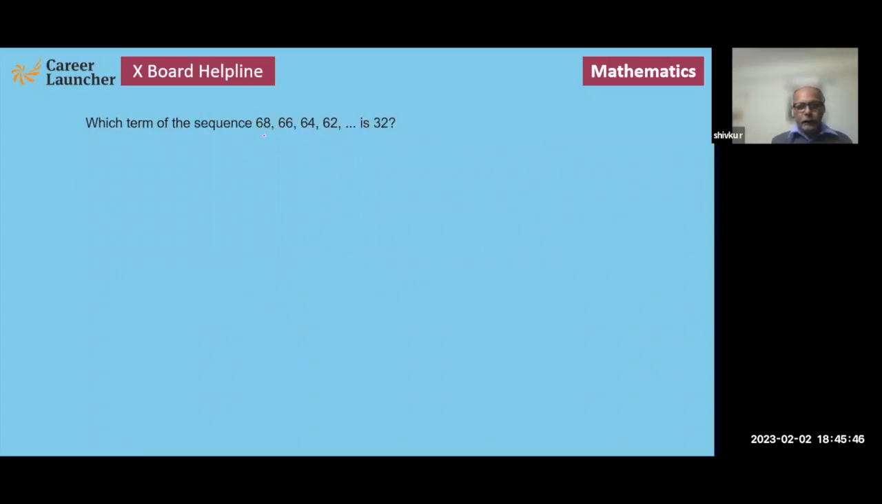Same, if I use the same concept, so I know that 32 is the term. 32 is equal to A plus n minus 1 into, in this case, D happens to be minus 2. Remember, D is equal to minus 2. So what do we have here? We have n minus 1 is equal to minus 36 by minus 2 is equal to 18. Hence, n must be equal to 90. ये बहुत ही आसान सा क्वेश्चन था.